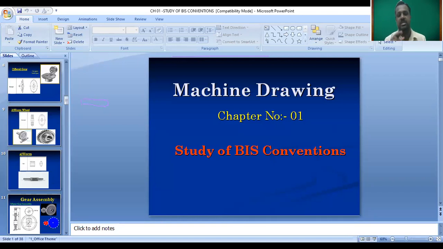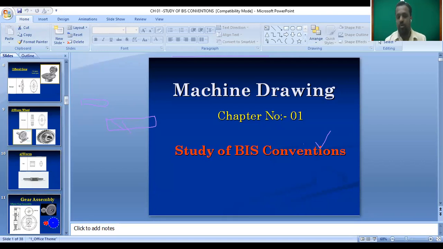It is a simple structure we provide on the surface of the machine component. Suppose there is a machine component, and on its surface we provide a structure like this. Here is a rod, and on the surface of that rod we provide this type of structure. It is called knurling, and the purpose of knurling is to give a good grip.